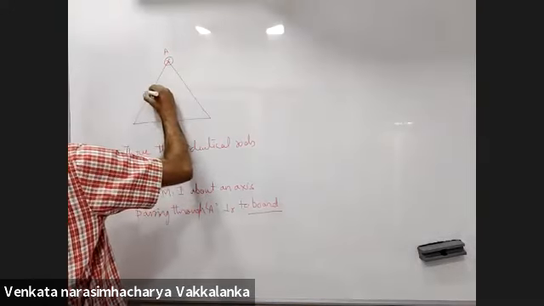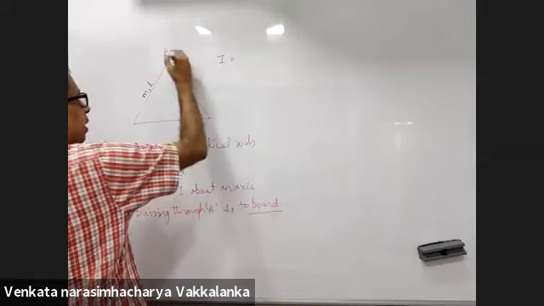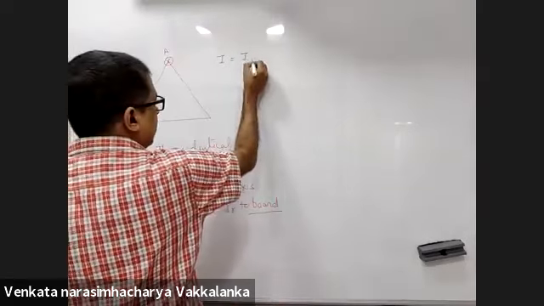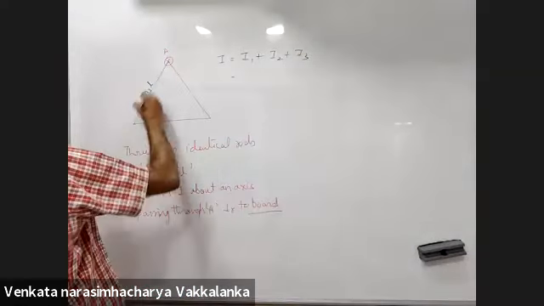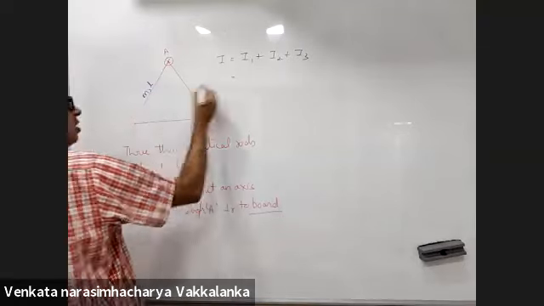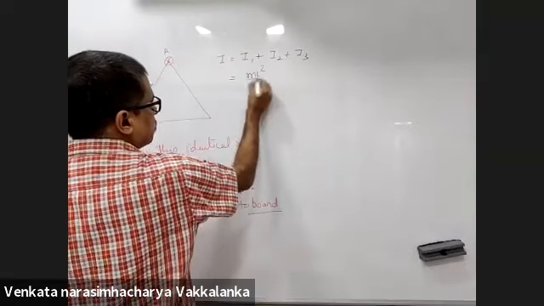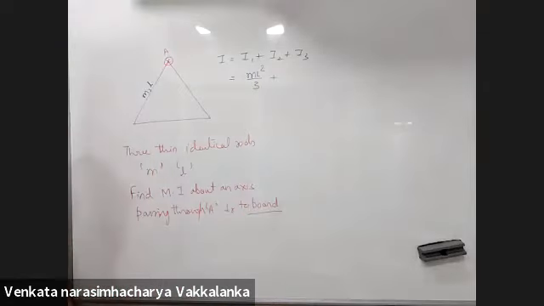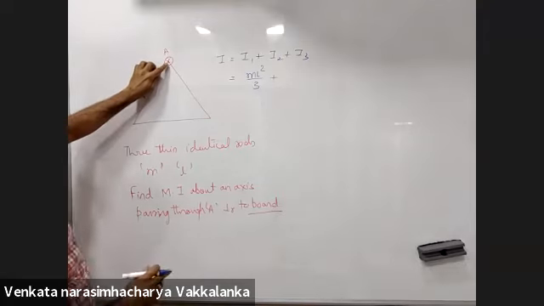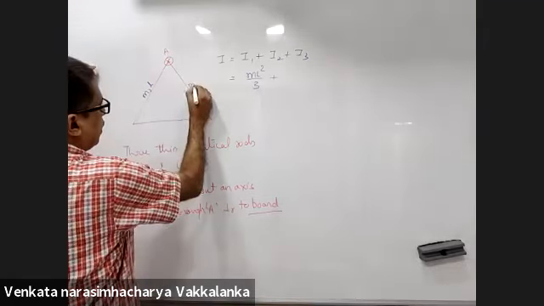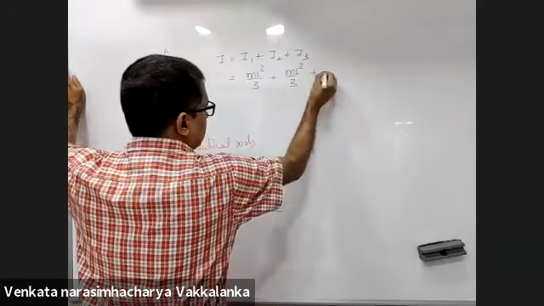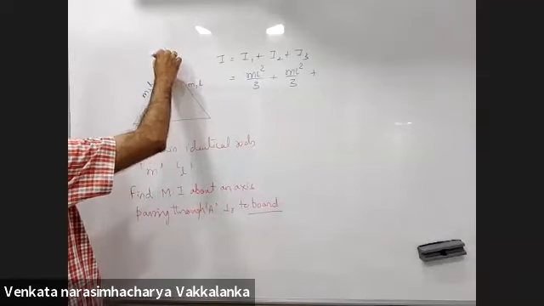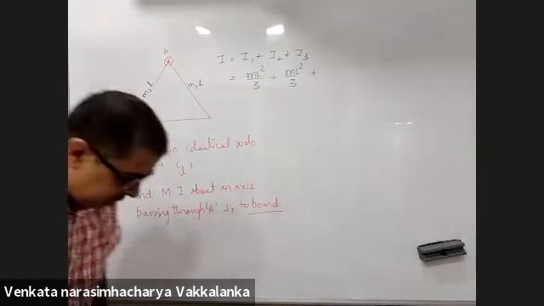Moment of inertia of this rod about one extreme end, I1 plus I2 plus I3. About this axis, the moment of inertia of this rod will be ml square by 3. First point. Moment of inertia of this rod about A will again be ml square by 3. These two about this extreme end will be ml square by 3. Anybody with a doubt here?